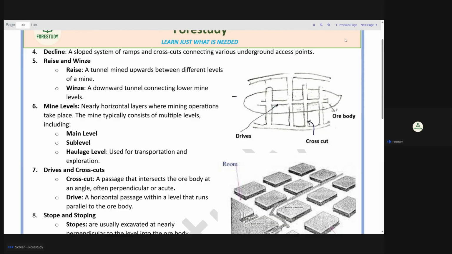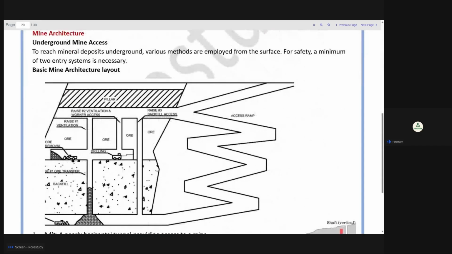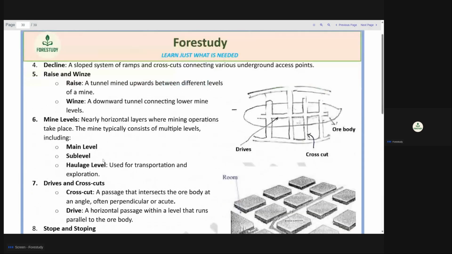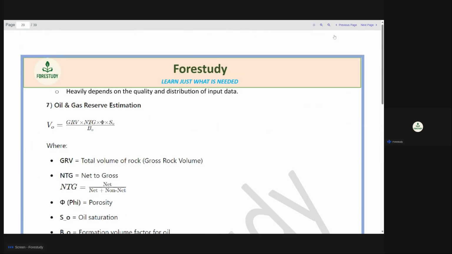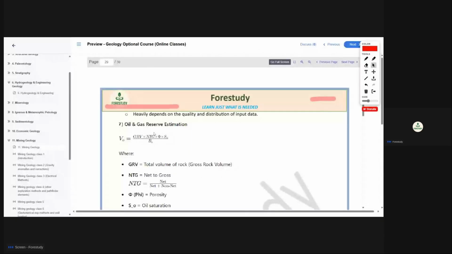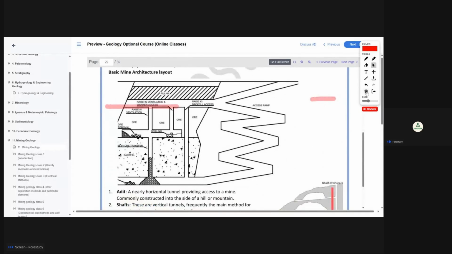Then we have mine levels. So mine levels can be considered as this: all one level, second level, third level, like that. Nearly horizontal layers where mining operations take place. The mine typically consists of multiple levels, including the main level, sub-level, and haulage level used for transportation and exploration. So different levels can be there. If you are not able to follow my cursor, then I'll just write it down here. The example: this is the first level, the second level, third level. Okay, so these are all levels.